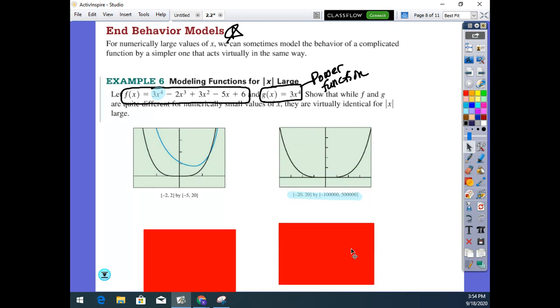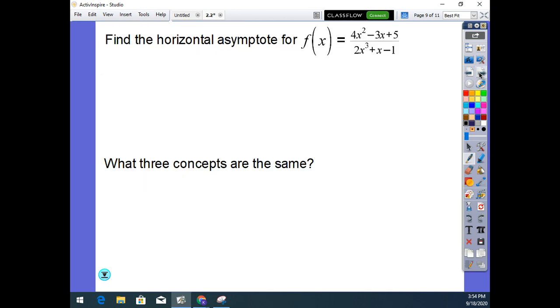They would look like the same thing. The ends are going up to infinity and there's a curve in the middle. All right, so your power function is really just identifying the degree. Okay, so we can use power functions to actually find horizontal asymptotes.